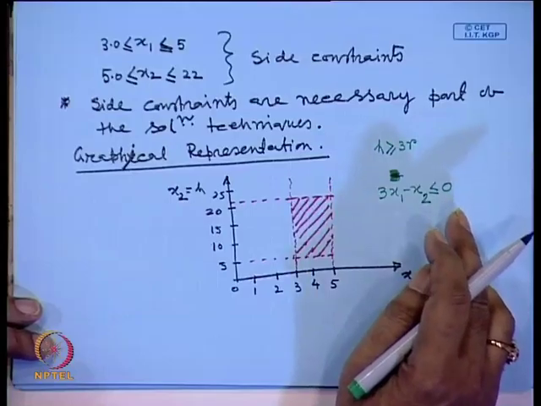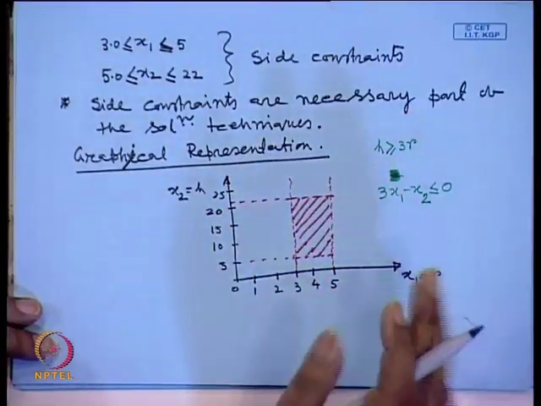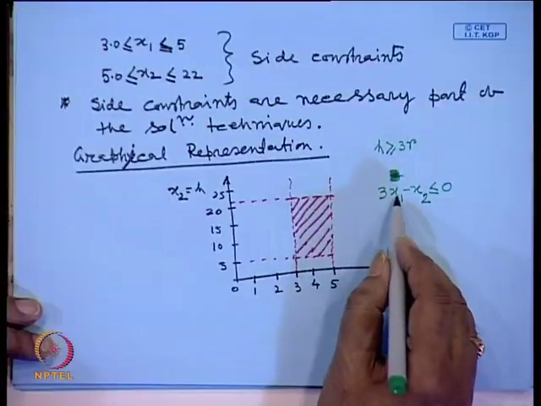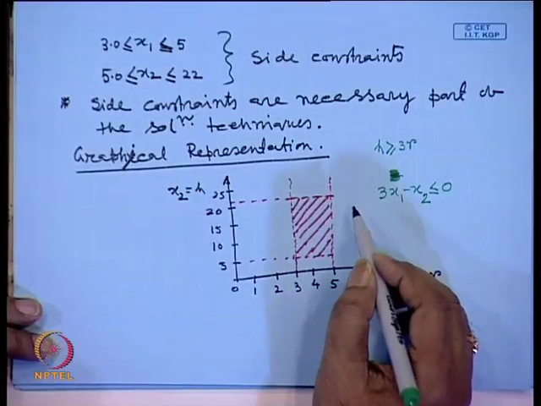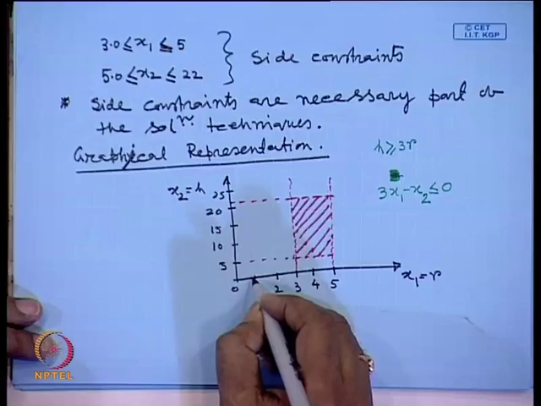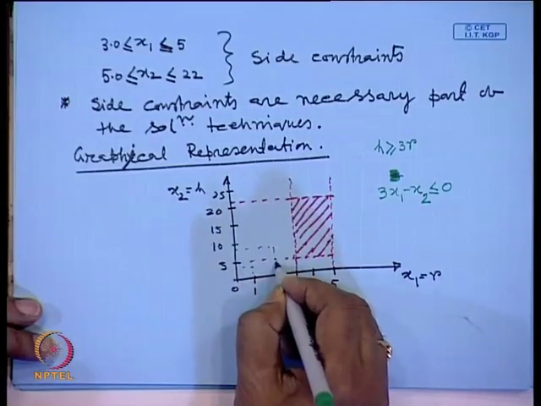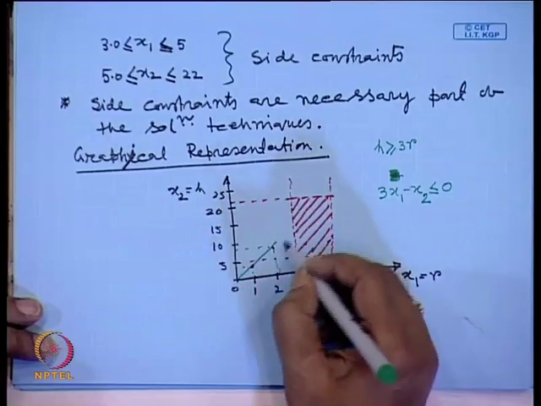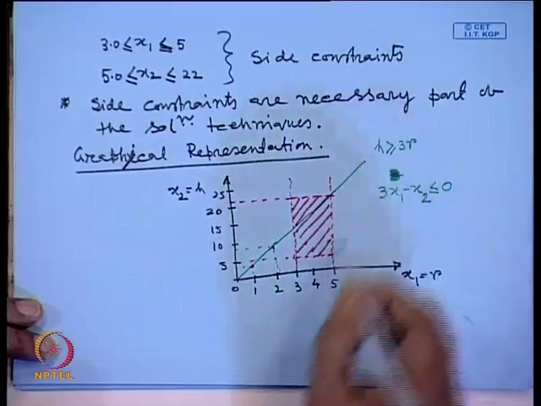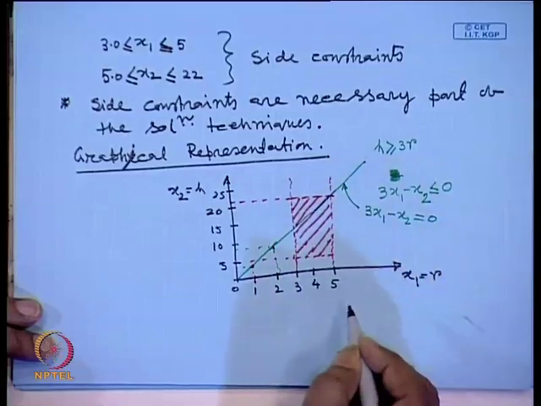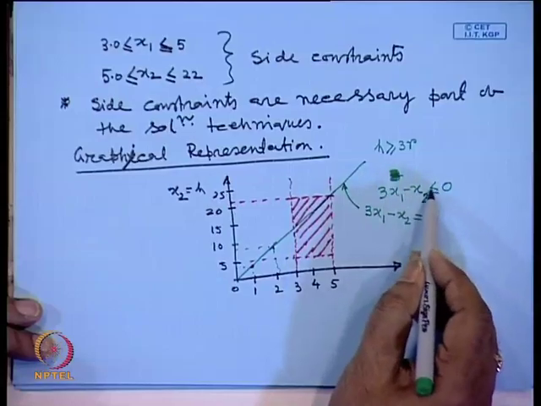So, this inequality constraint I can show in this graph. First I will draw 3x1 minus x2 equal to 0. It is the equation of a straight line whose slope is 3. If x1 is equal to 1, then x2 will be 3, somewhere here, and if x1 is equal to 2, then x2 will be 6, somewhere here. If you draw it, this is our line. So this line represents 3x1 minus x2 equal to 0, but our constraint is given as 3x1 minus x2 less than or equal to 0.